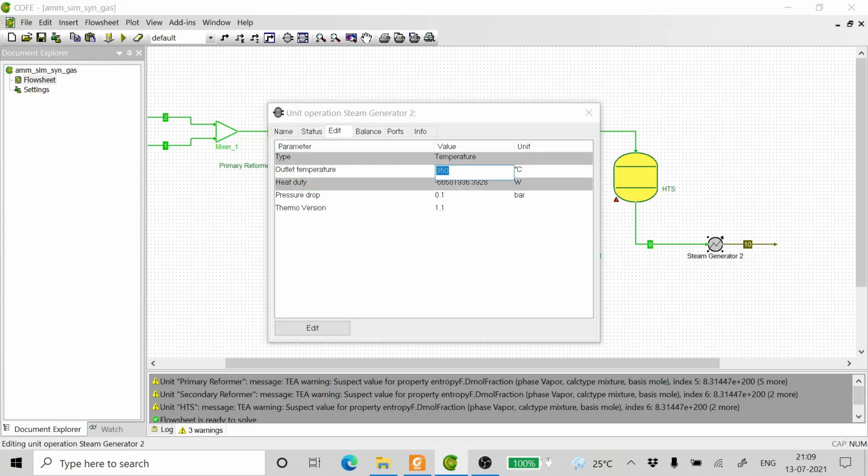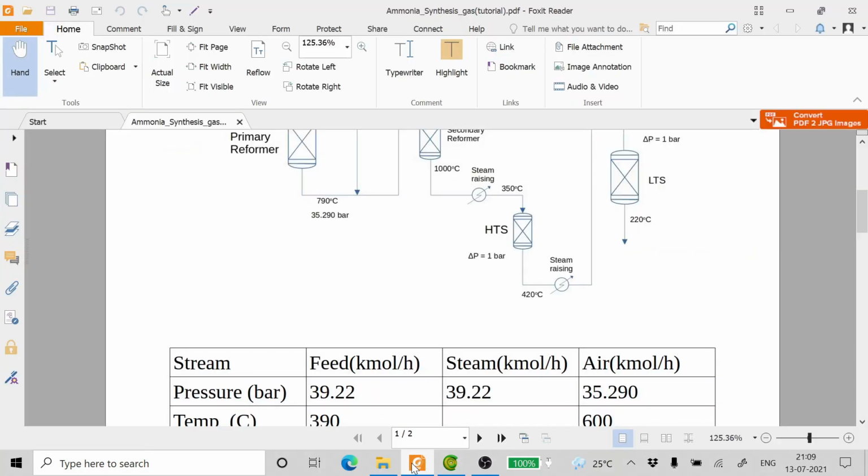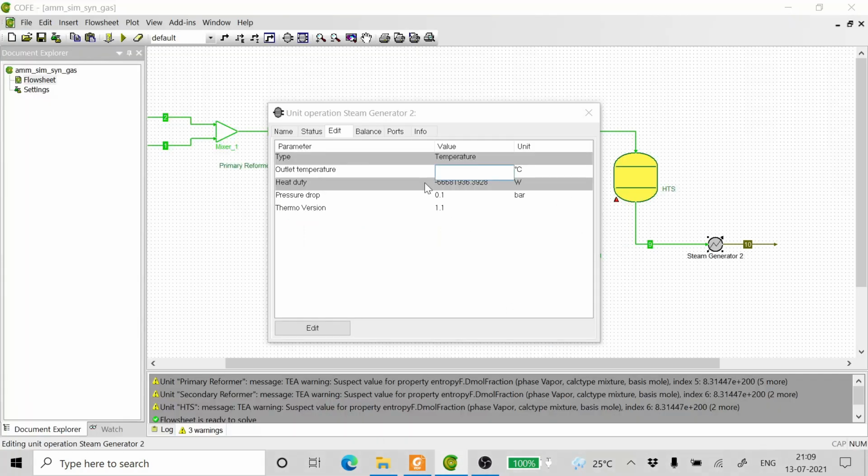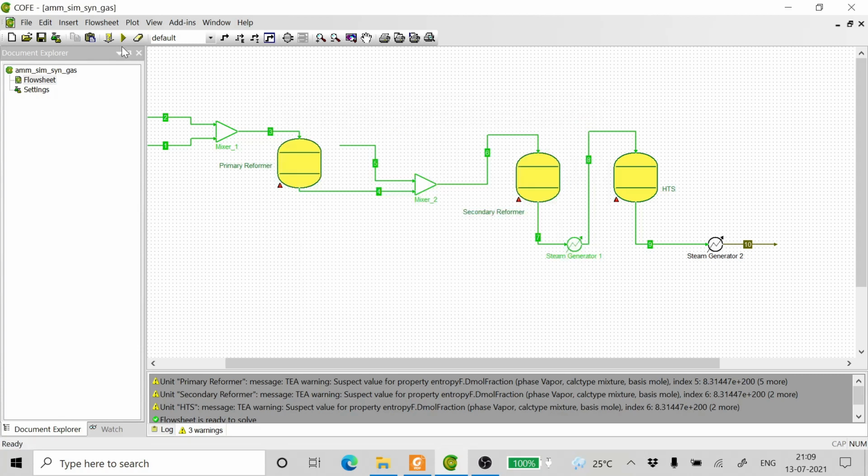And the outlet temperature to this is going to be 200 degrees Celsius. So this comes in at 420 and leaves at 200. So 200 degrees Celsius. And that's it, we are done. The pressure drop is 0.1 bar and we run the simulation.